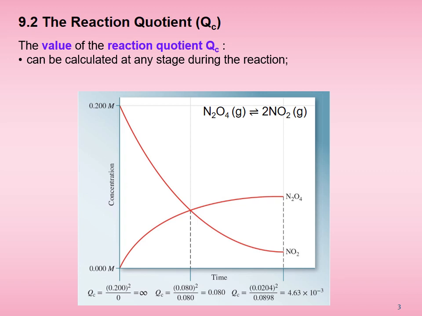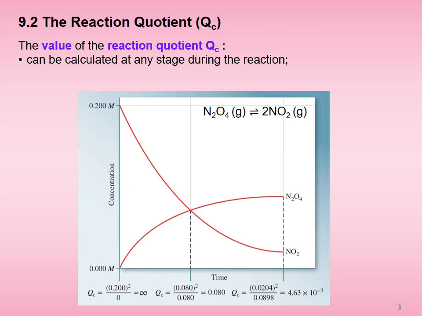At equilibrium, the concentration of NO2 drops to 0.0204 molar, while the concentration of N2O4 grows from 0.000 molar to 0.0898 molar. At time zero, the reaction quotient is infinite since a quantity divided by 0 molar is infinite. As time progresses, the reaction quotient becomes smaller and smaller until at equilibrium it no longer changes and becomes constant.